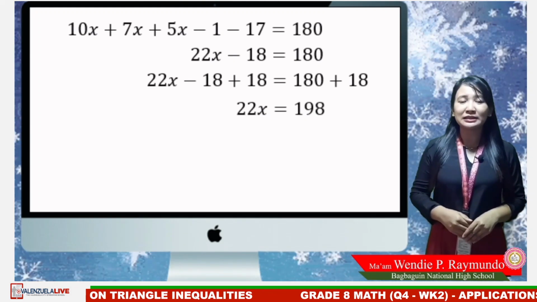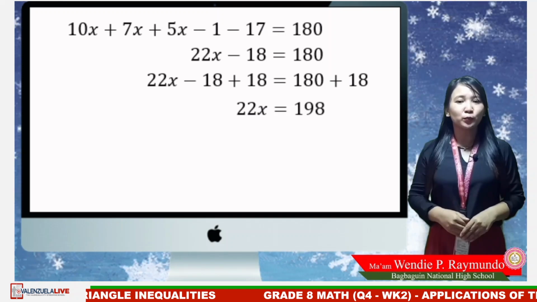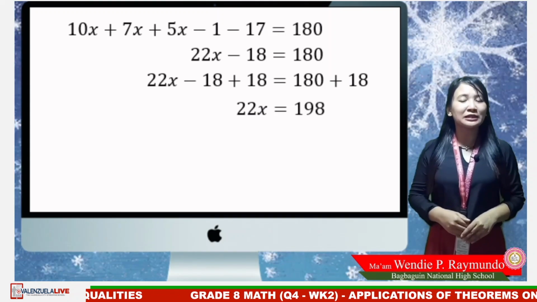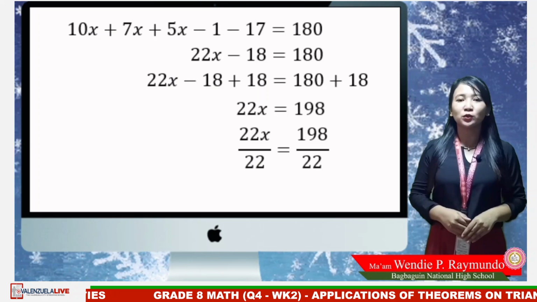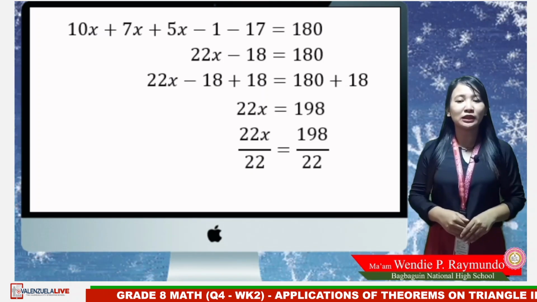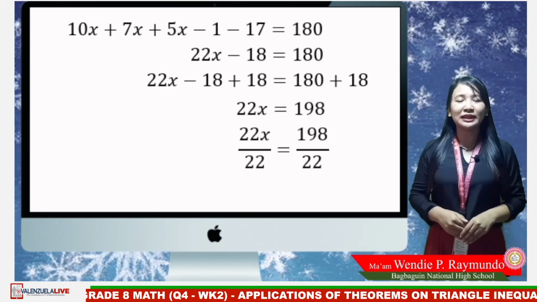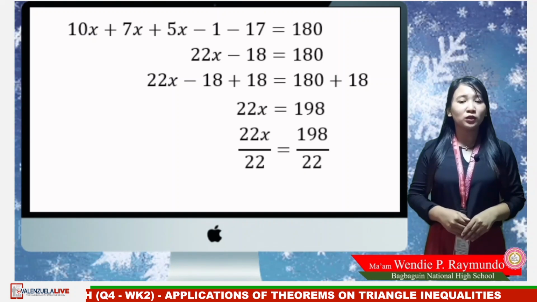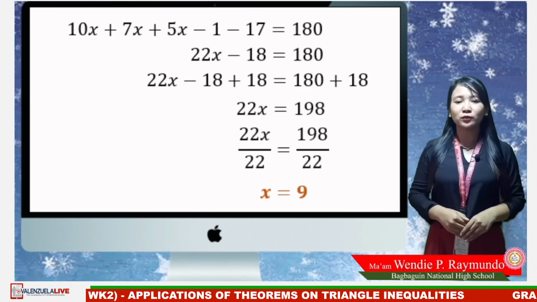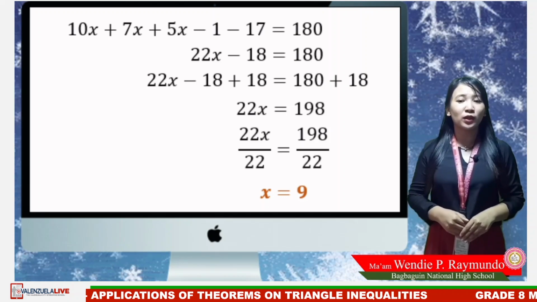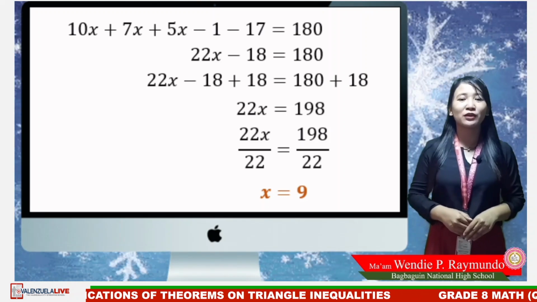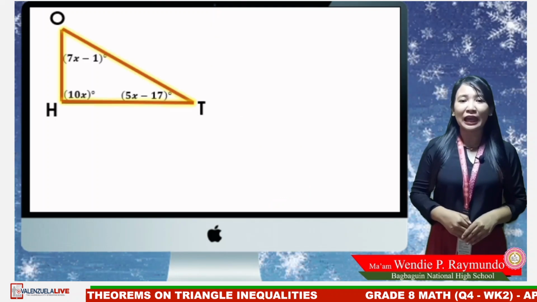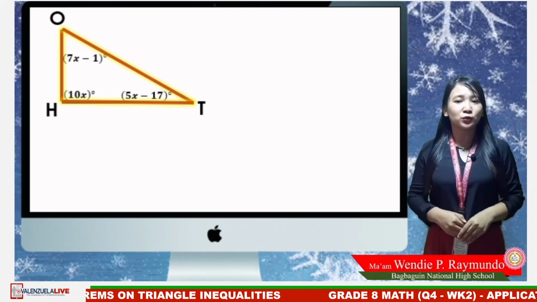To solve for x, we will use the division property of equality. We will divide both sides by 22. So 22x over 22 is equal to 198 over 22. 22x divided by 22 is x, and 198 divided by 22 is 9. So the value of x is 9.